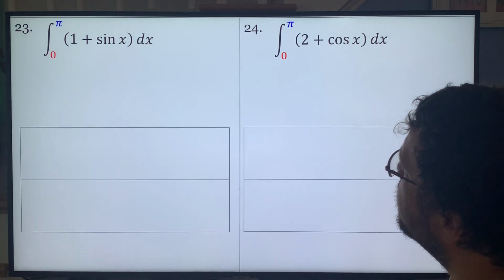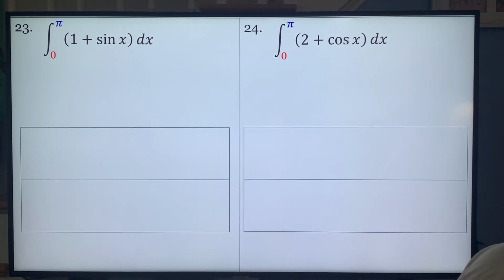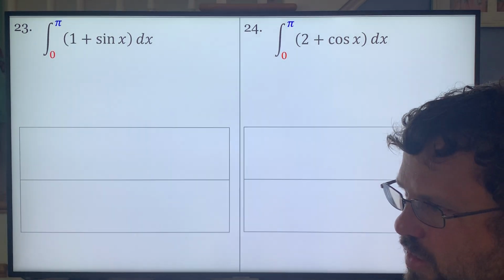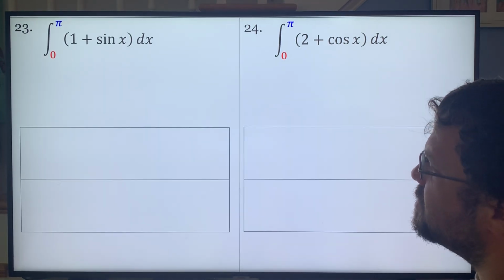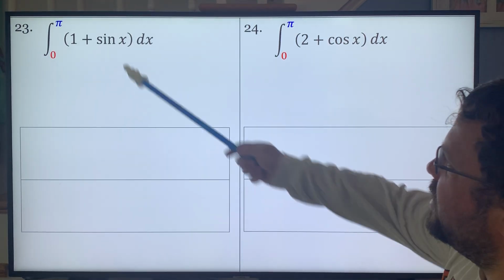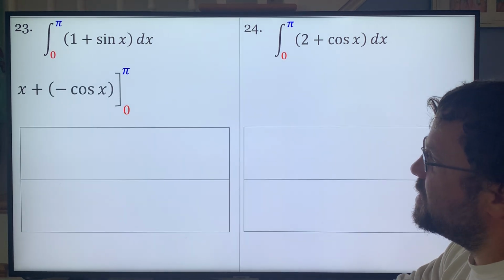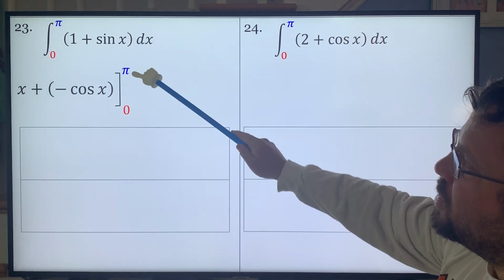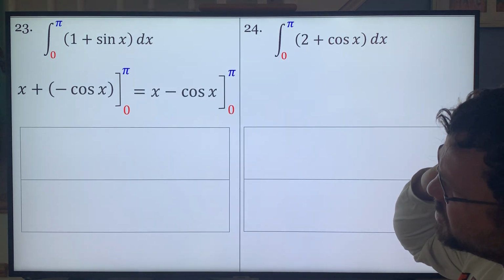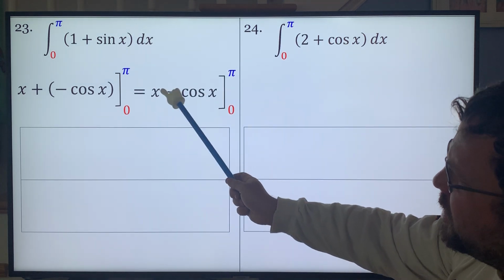Two more problems. Now we're going to do some trig, and then we're going to get into the second half of the lesson. This is the first half. The second half is a little easier. No, it's not. All right, so first thing you do is you integrate. Integral of 1 is x. Integral of sine x is negative cosine x. You plug your pi in first. So this is just x minus cosine x.